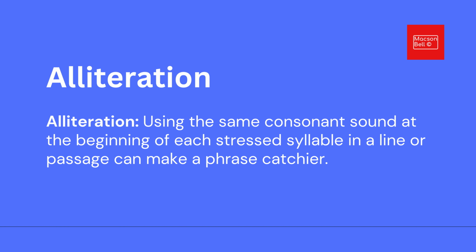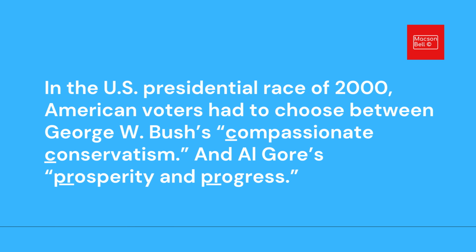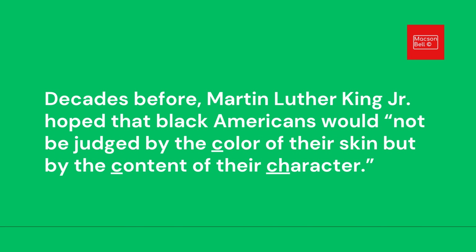Alliteration. Using the same consonant sound at the beginning of each stressed syllable in a line or passage can make the phrase catchier. In the US presidential race of 2000, American voters had to choose between George W. Bush's compassionate conservatism and Al Gore's prosperity and progress. Decades before, Martin Luther King Jr. hoped that Black Americans would not be judged by the color of their skin, but by the content of their character.